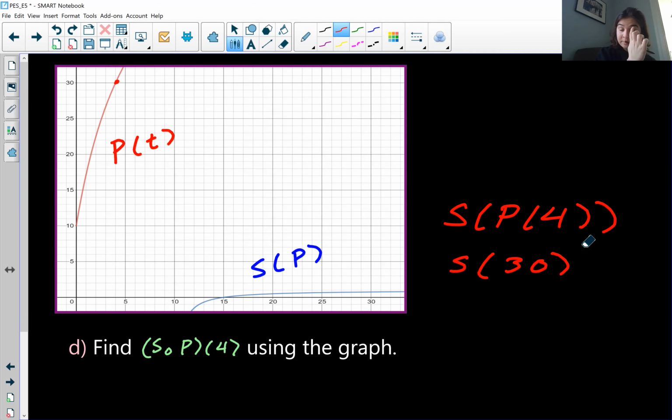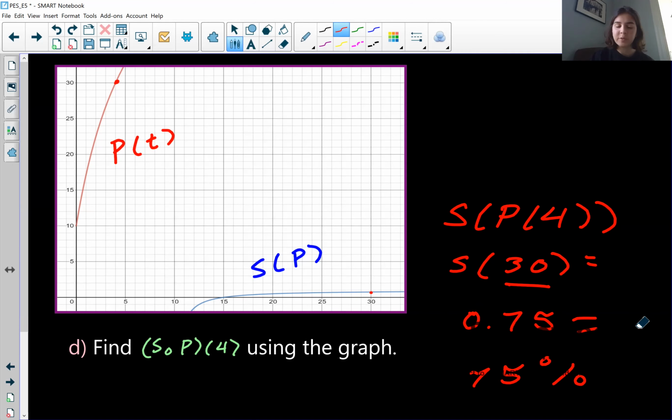S of 30. All right. And then so our input is 30. We need to find what S is equal to at 30. And then normally you'd be able to zoom in there. It looks like it's less than 1. It's about like 0.75. I didn't cheat, I promise. So like roughly 75%. And so that would be the way to do those calculations, like with a table or with a graph. Okay, and that's it for composite functions. Thank you for sticking with me, and I hope you learned something.